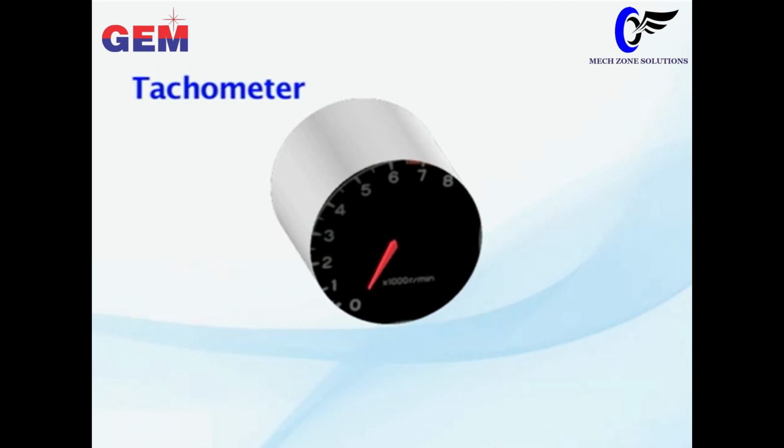This is the tachometer. If you want to shift, the RPM of the tachometer should be between 2000 and 3000. If the RPM goes to 5000, that's too much.